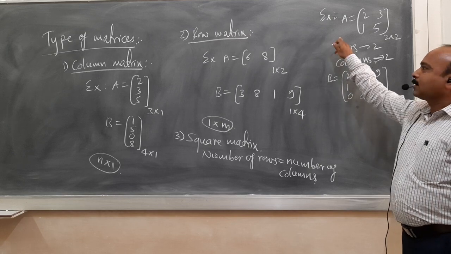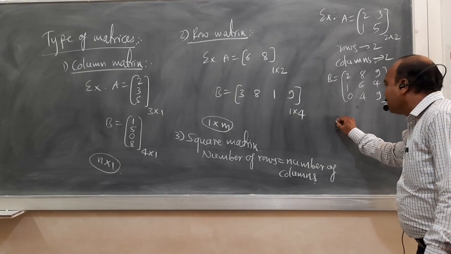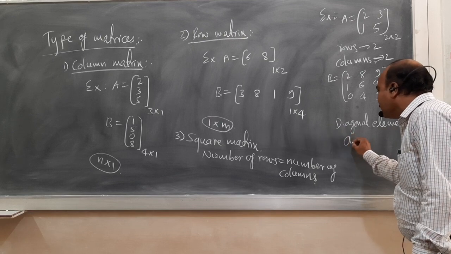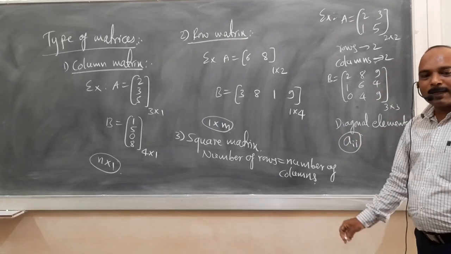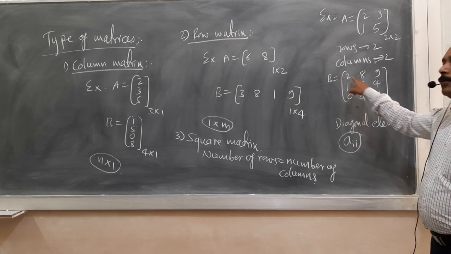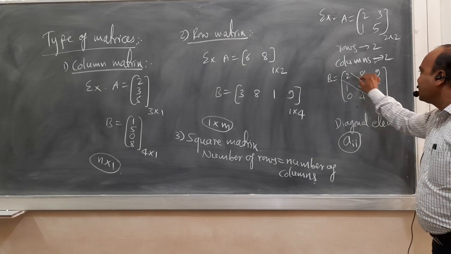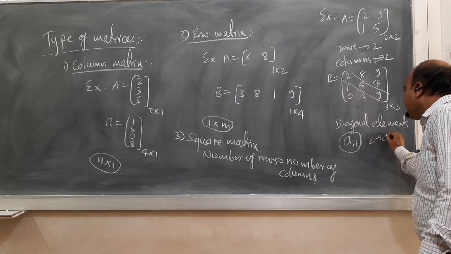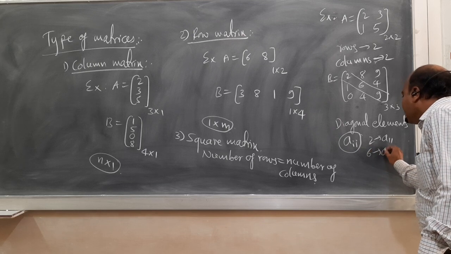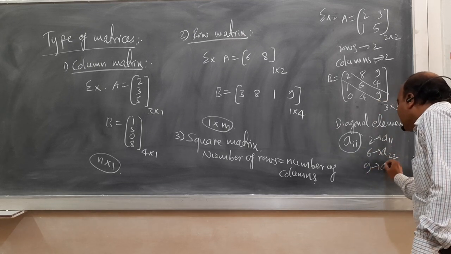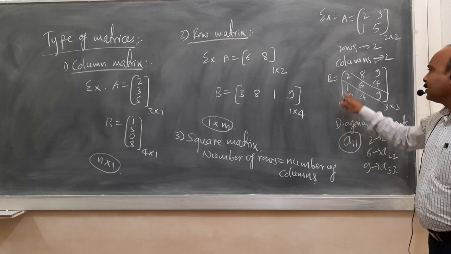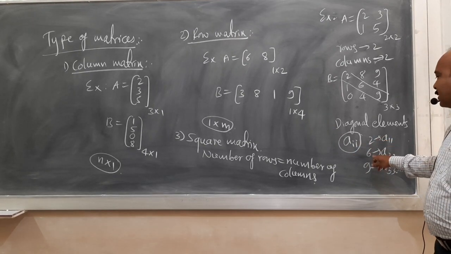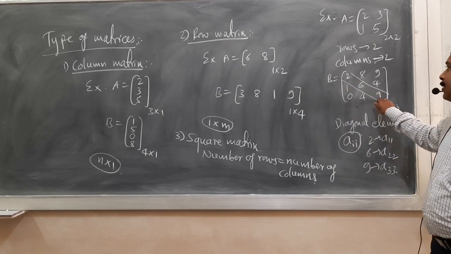Suppose it is a square matrix, we observe the diagonal elements. Diagonal elements are given by a_ii. The elements from left top to right bottom are considered diagonal elements. Here 2, 6 and 9 are the diagonal elements. Here 2 is a11, 6 is a22 and 9 is a33. In general, the diagonal element symbol is a_ii, where i and j values are equal. So 2, 6, 9 are the diagonal elements of matrix B.